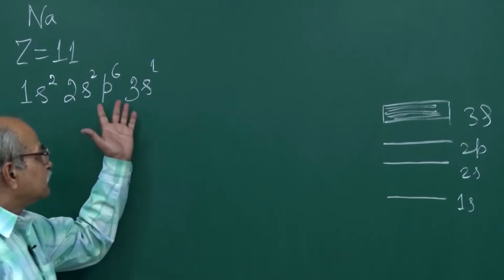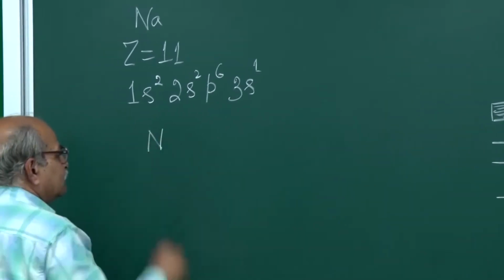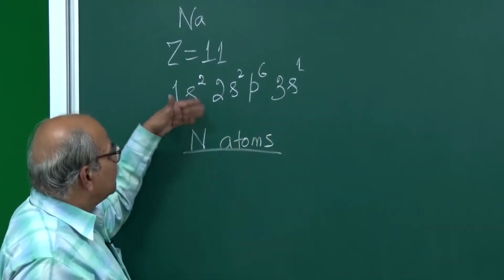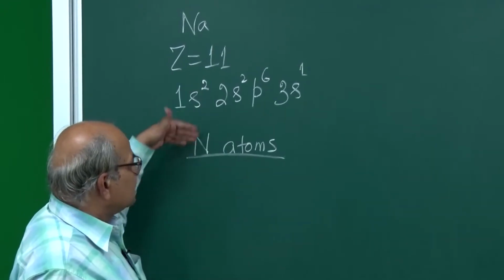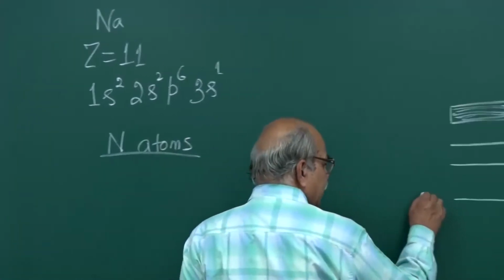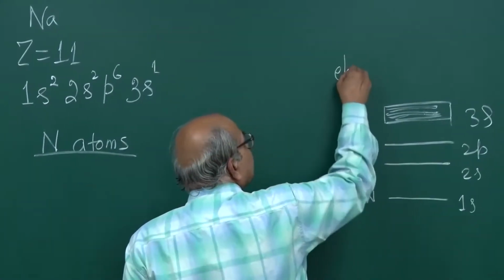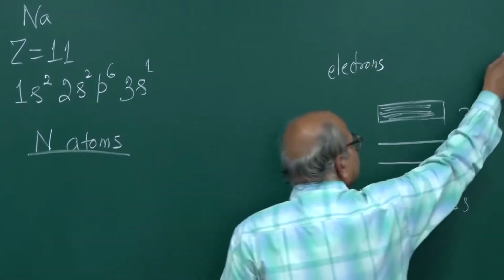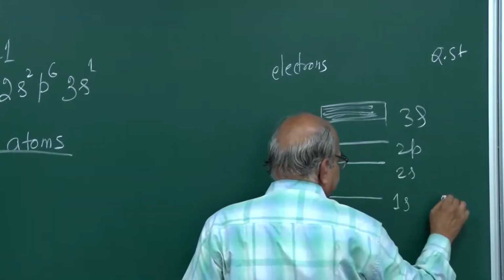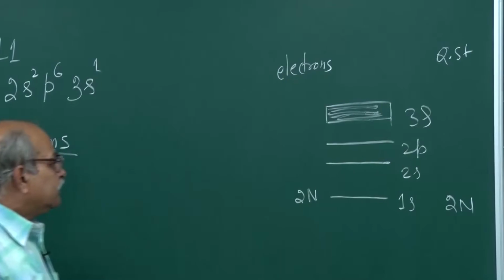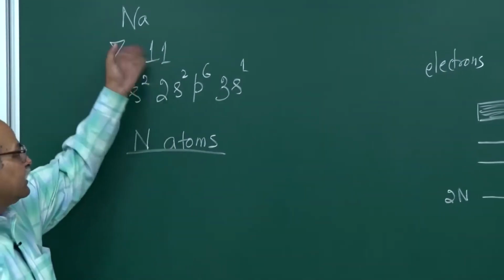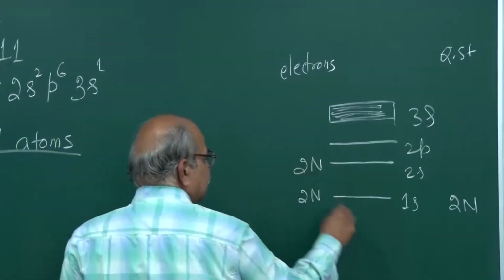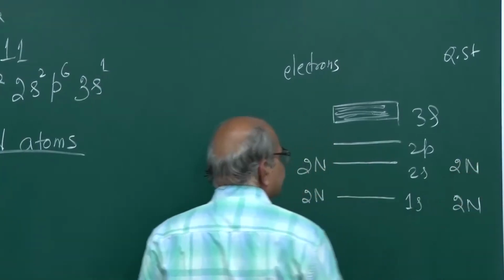Now, as far as a solid sodium of n atoms, let us say, then you have 2n electrons in the 1s state. So, this is 2n electrons. Here the number of electrons is 2n, and the number of quantum states is also 2n. Then in 2s also, for each atom you have 2 electrons, so here also you have 2n electrons and 2n quantum states.